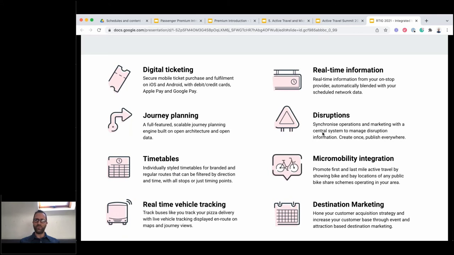We bring an awful lot of different services together into our customer experience within our app products. So we bring in digital ticketing, journey planning, timetables, vehicle tracking, real-time predictions, disruption messaging, destination marketing as well, so that users can work out where they want to go before they know how to get there, that kind of thing. And increasingly, micro-mobility integration, which is the focus of the conversation today.